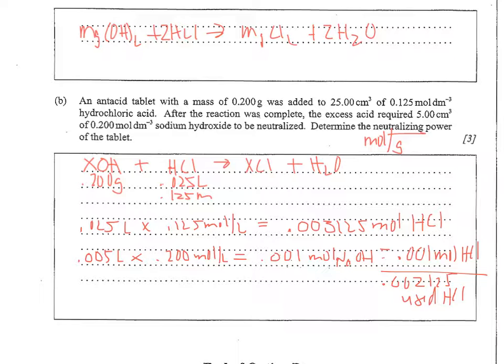So 0.200 grams of hydroxide neutralized 0.002125 moles of HCl. So I could take 0.002125 moles of HCl, divide by the 0.200 grams, and I have a neutralizing power of 0.011 moles neutralized per gram of antacid used.